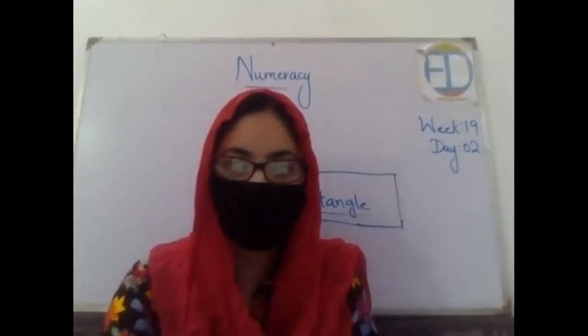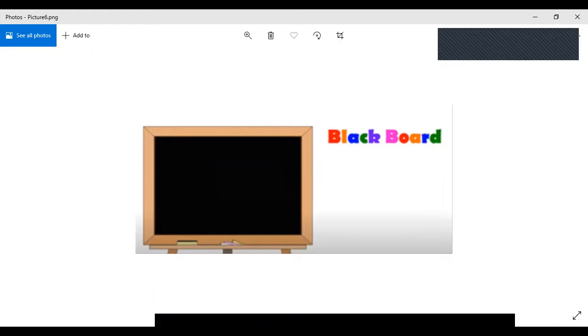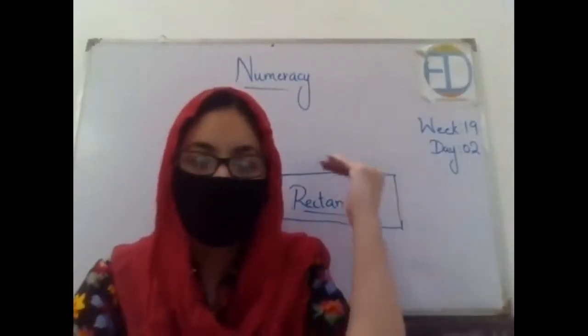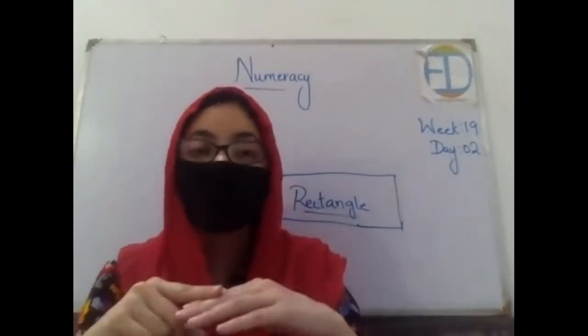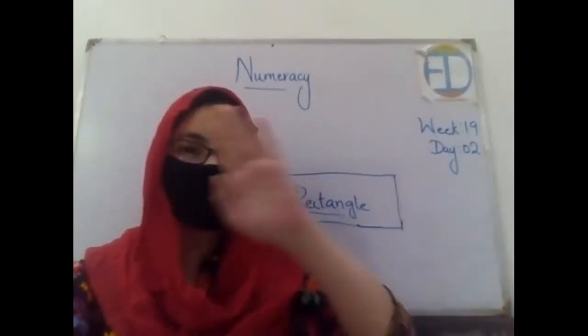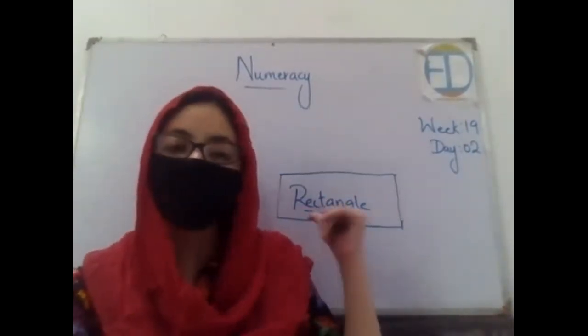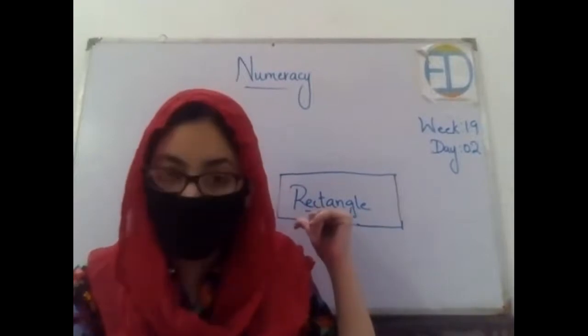Then we have the blackboard or the whiteboard, right, which we use for the lecture. This is the blackboard in the picture that you can see. It is again in rectangular shape. And now look at the whiteboard behind me. This is also in rectangular shape. These two sides are equal in length, and then these two sides are also equal in length, right? So this whiteboard is also in rectangular shape.